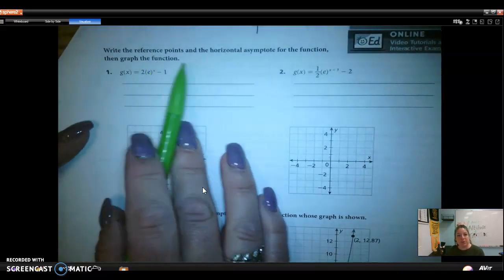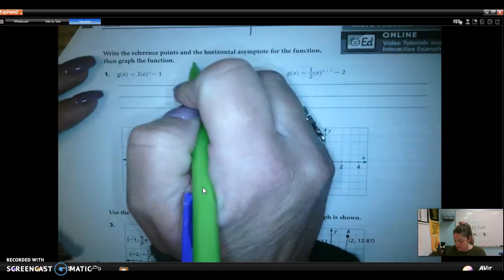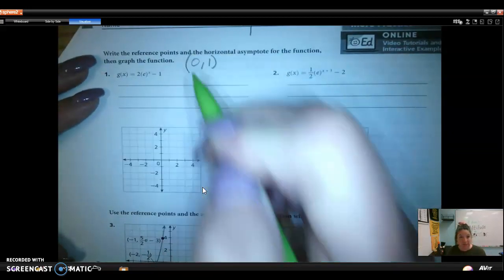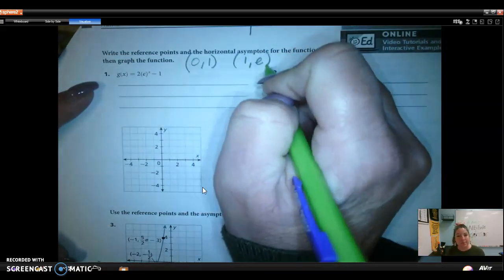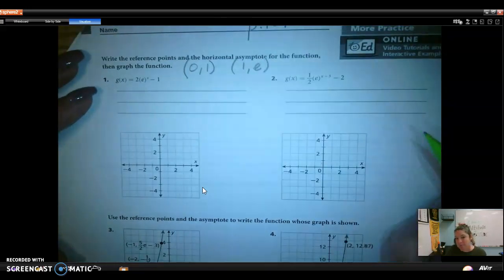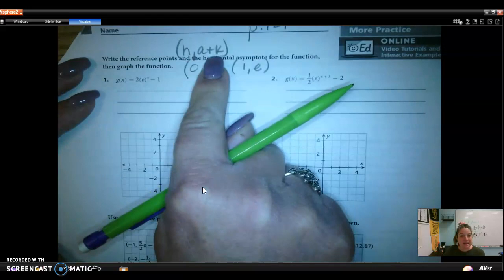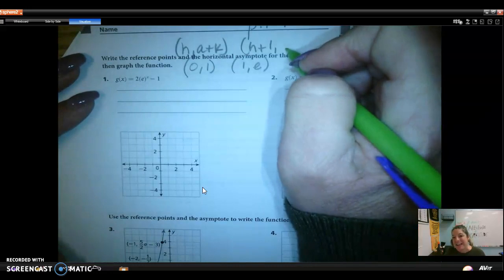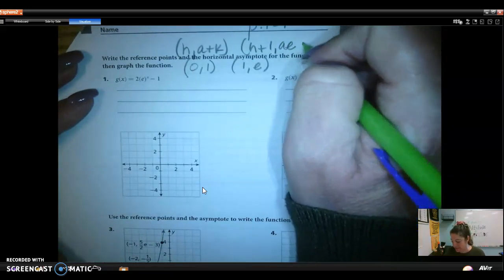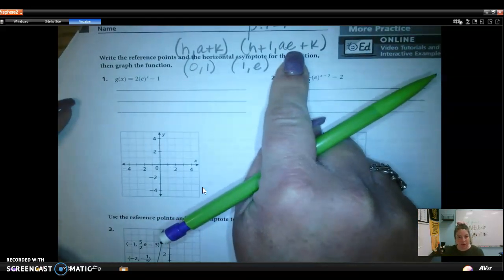We're going to use reference points and the horizontal asymptote, and we're going to graph this function. Keep in mind that your reference points are normally 0, 1, and then 1 and your base, or E. And from what we did last week, it was H, A plus K, then H plus 1, and then instead of AB plus K, today it's AE plus K. Keep in mind, E is a number. We already know what the base is going to be.